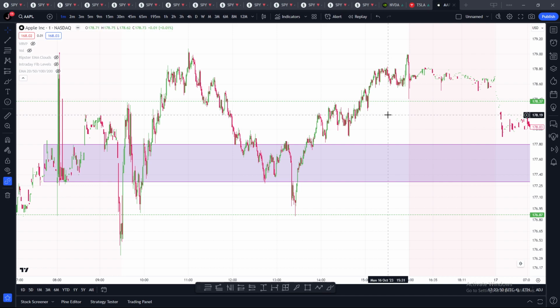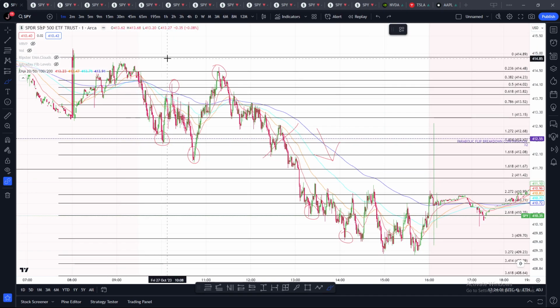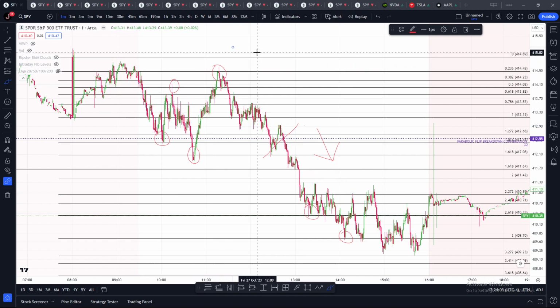Elaborate on the 1027 golden zone. How to apply this to futures? Okay. So 1027 golden zone. We're going to talk specifically about SPY. 1027 golden zone structure is interesting. I'm glad you mentioned this.